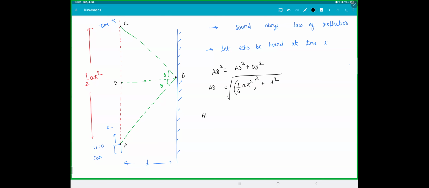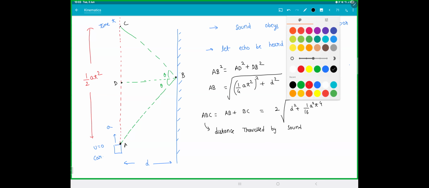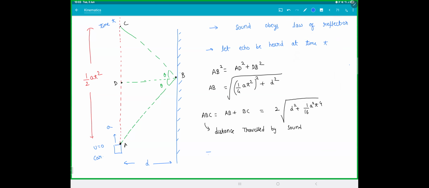So the total distance ABC is AB plus BC. It will be 2 times the root over d square plus 1 by 16 a square t power 4. What is ABC here? This is the total distance traveled by sound. And how much time does this take to travel there? So the time taken t must be the total distance AB plus BC by the speed of sound.